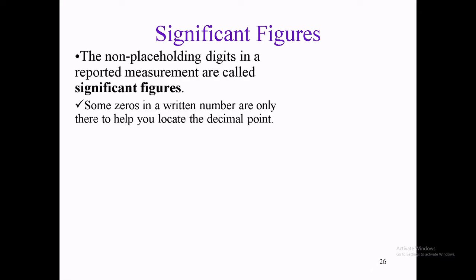So the non-placeholding digits in a reported measurement are called significant figures. So that's any digit that is not there simply because you need it there in order to write it using our basic format, okay? Some zeros in a written number are only there to help you locate the decimal place.